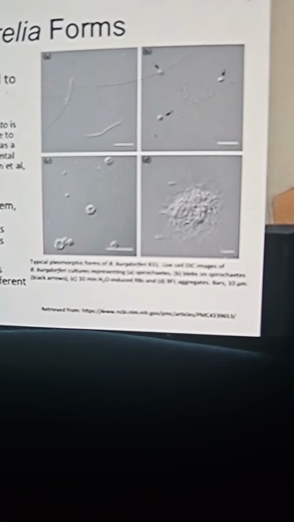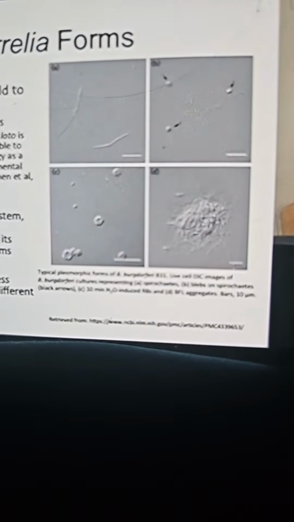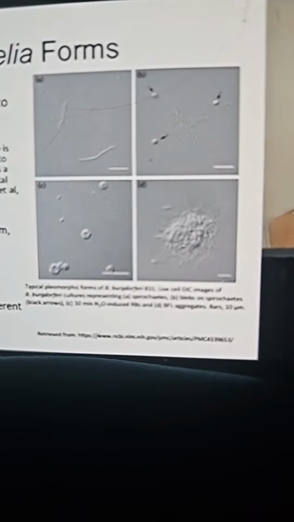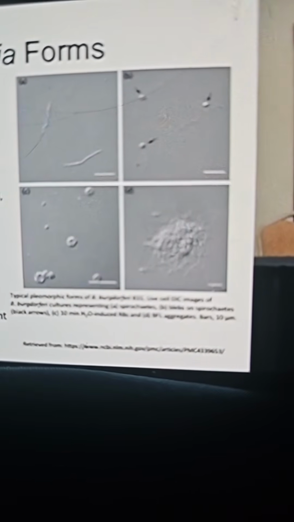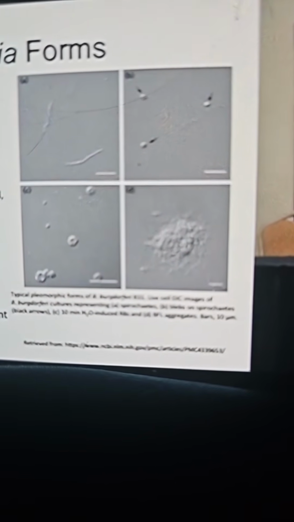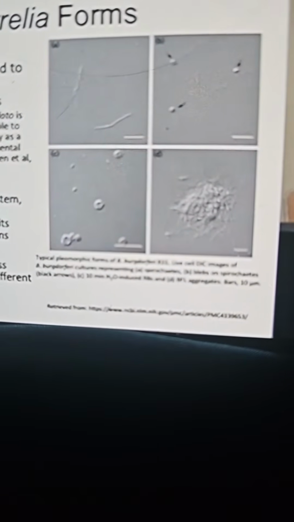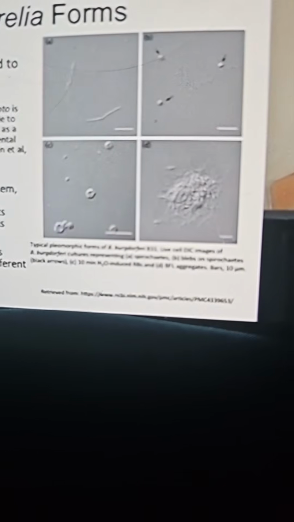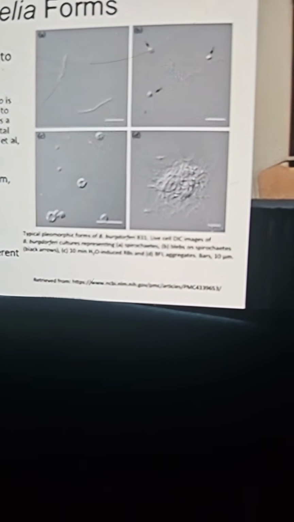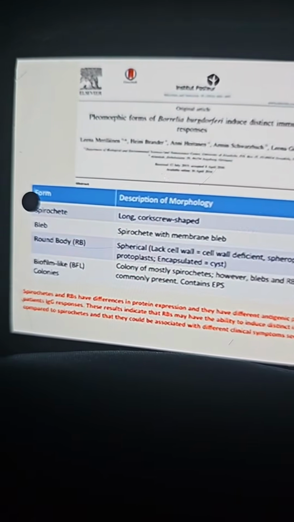So the upper left picture, that's actually the spiral form. The picture on the upper right, those are also spirochetes with a couple blebs. I'll talk about those in a second. The picture in the lower left-hand corner, those are round bodies. And the picture in the lower right corner, that is a biofilm-like aggregate of Borrelia bacteria. Weird. So here's the paper that I was referring to.